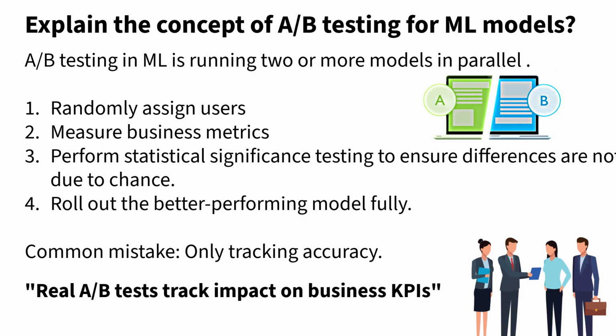Start with randomly assigning users, for example, 50% model A, 50% model B. Followed by that, measure business metrics: conversion rate, engagement, accuracy, revenue lift, and much more. Third step is to perform statistical significance testing to ensure differences are not due to chance. As a final step, roll out the better performing model fully. The common mistake is only tracking accuracy. Real A/B tests track impact on business KPIs.